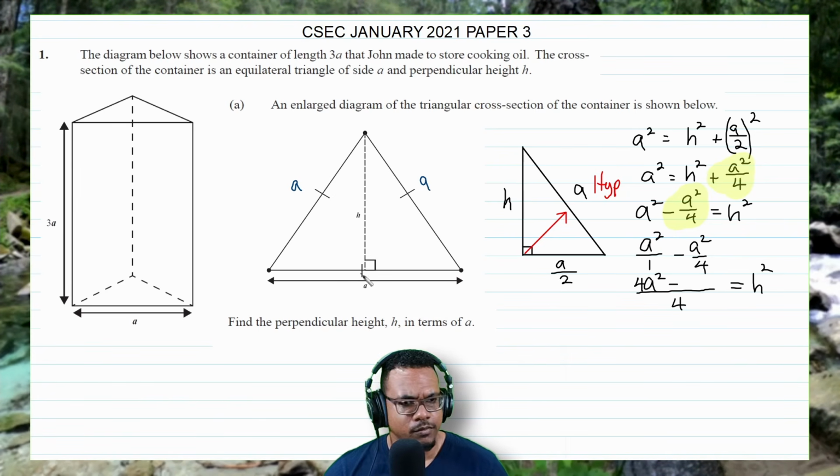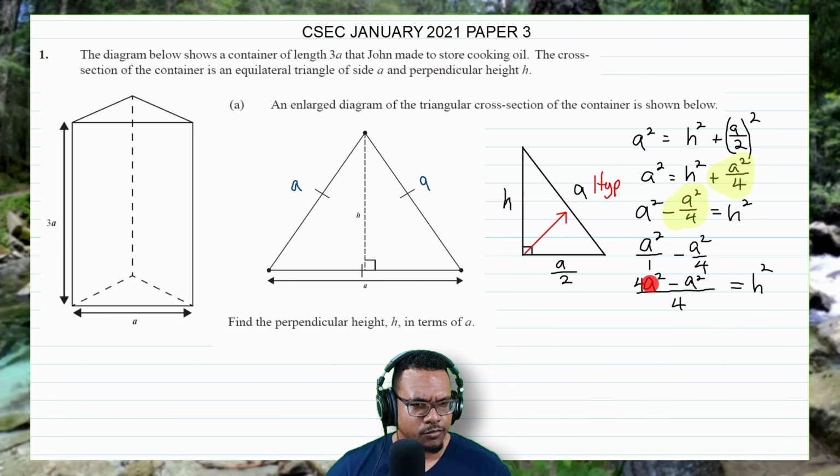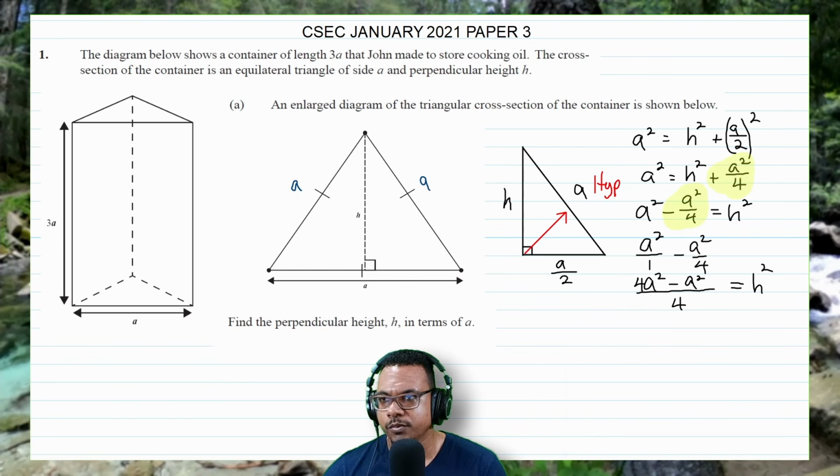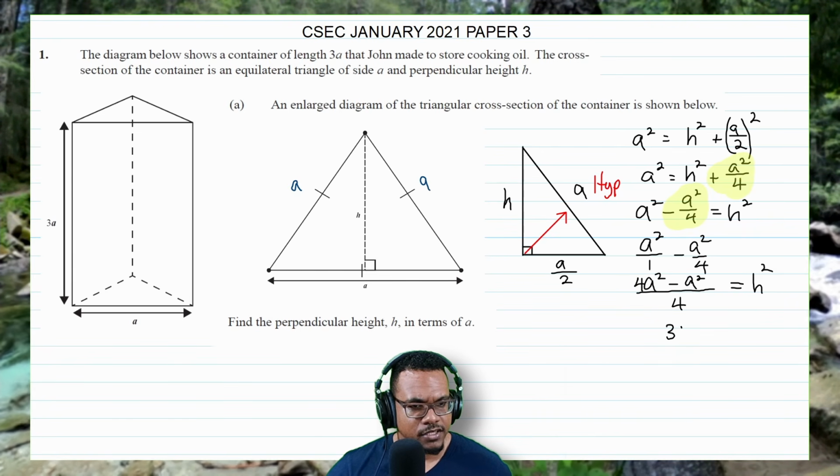Take away, we're going to have 4 into 4, 1, and 1 times this a squared will just give you a squared. So now we have like terms here, 4a squared, take away 1a squared, because a squared is 1a squared. So 4 take away 1 is 3. What we're going to have is 3a squared over 4 is equal to h squared.